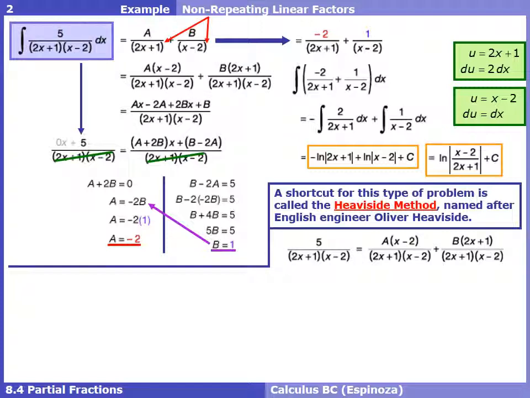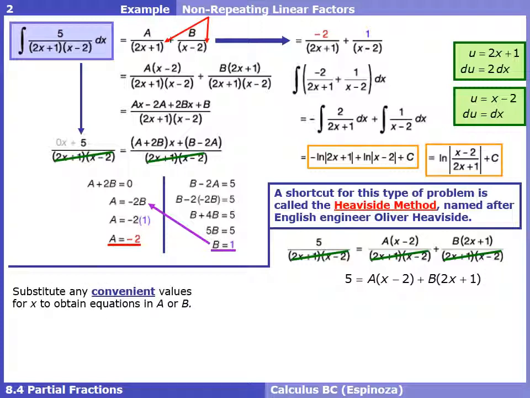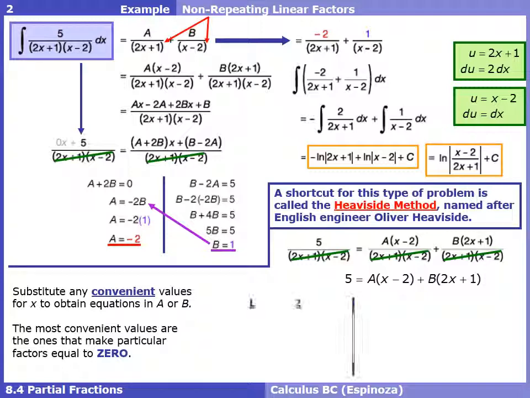Okay, so what does this Heaviside method tell us to do? Well, the first thing we can do is get rid of all those denominators and be left with a nice easy expression. So how are we supposed to figure out what a and b are using this? Well, the Heaviside method says we need to substitute convenient values for x so we can get those values of a and b. What do we mean by convenient? We mean a value that will end up giving you a 0, because if you can get rid of either the a or the b, then you can solve for whichever one is left over, and it makes it nice and simple.